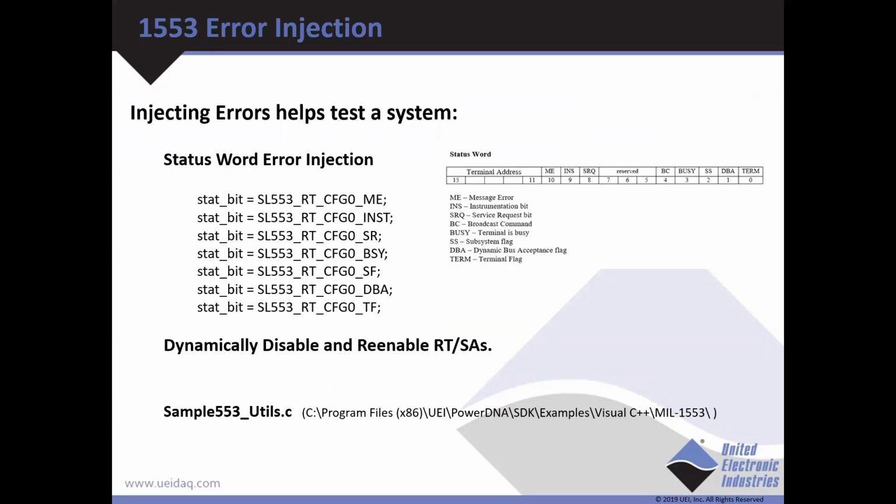We also have errors for the status word. So you have control over the bits in the status word. If you want to set the message error bit, you can. If you want to set the service request bit, you can. And you can also dynamically disable and re-enable RTSAs on the fly. You can remove an RTSA from the system.